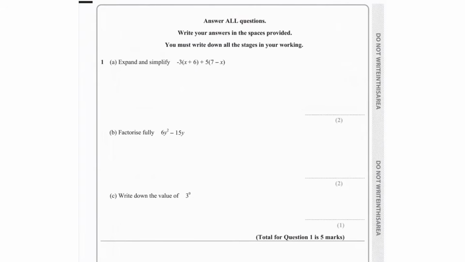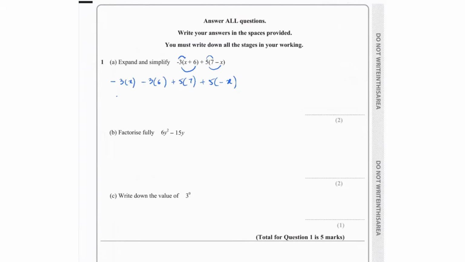So it says expand and simplify. This is basic single bracket expansion. What you do is you multiply the term outside the bracket with the terms inside the bracket. So I'm just going to multiply -3 with x, then -3 with 6, +5 with 7, and then +5 with -x. Once again, simple single bracket expansion.